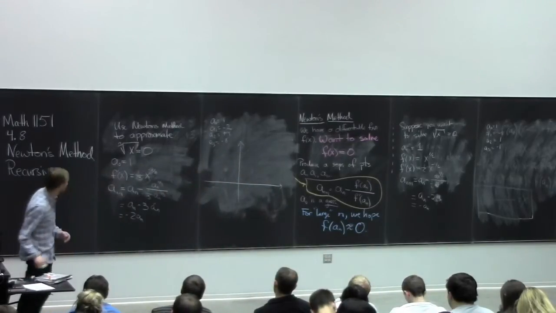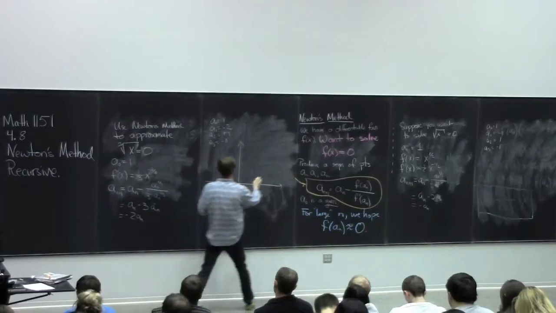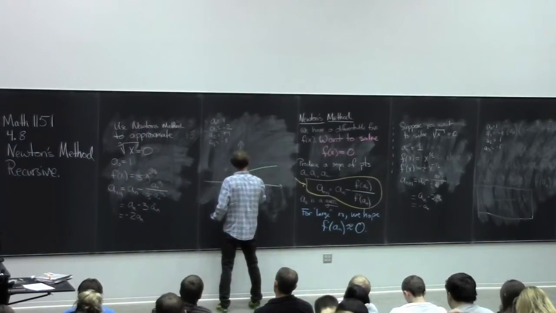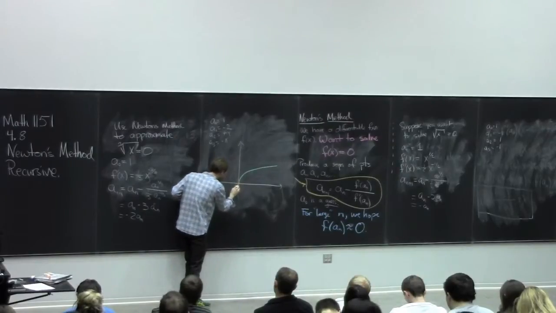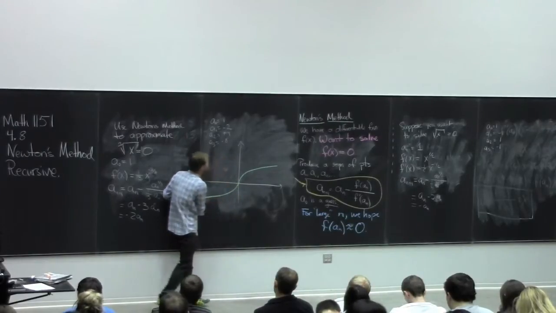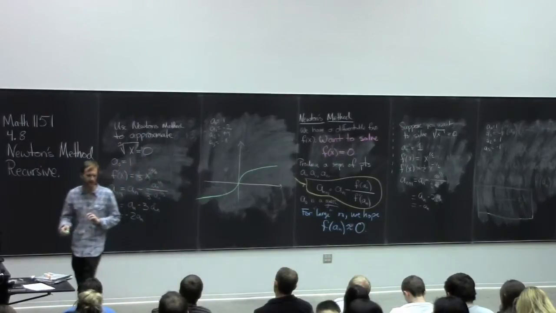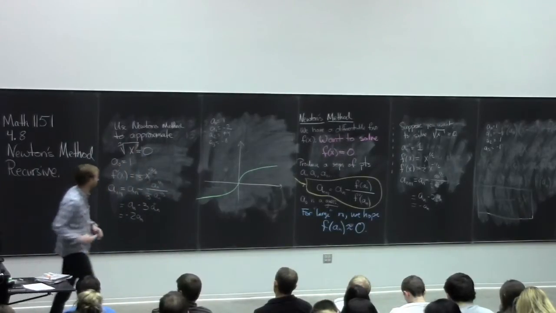The cube root. Okay, so the cube root looks like this. And then cube root of a negative number is obviously negative. Okay, there we go. Looks kind of like that, right? So I guess 1.